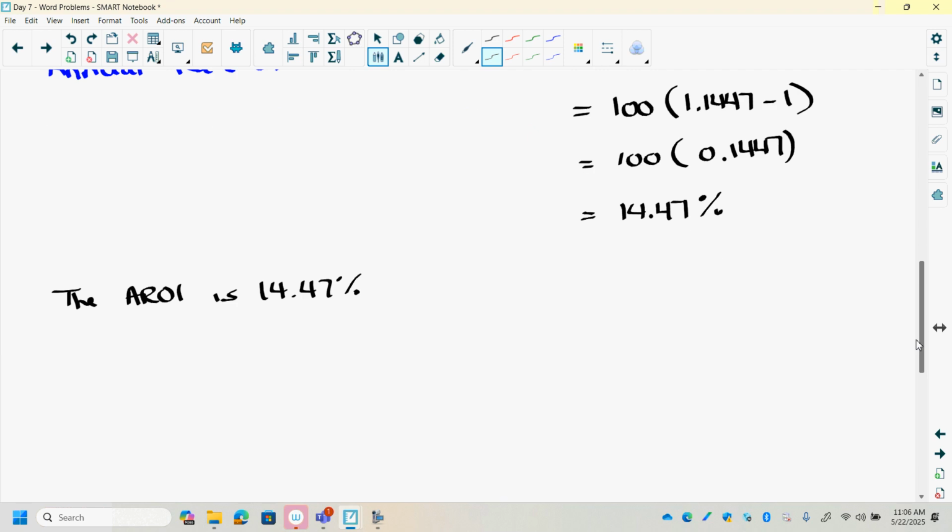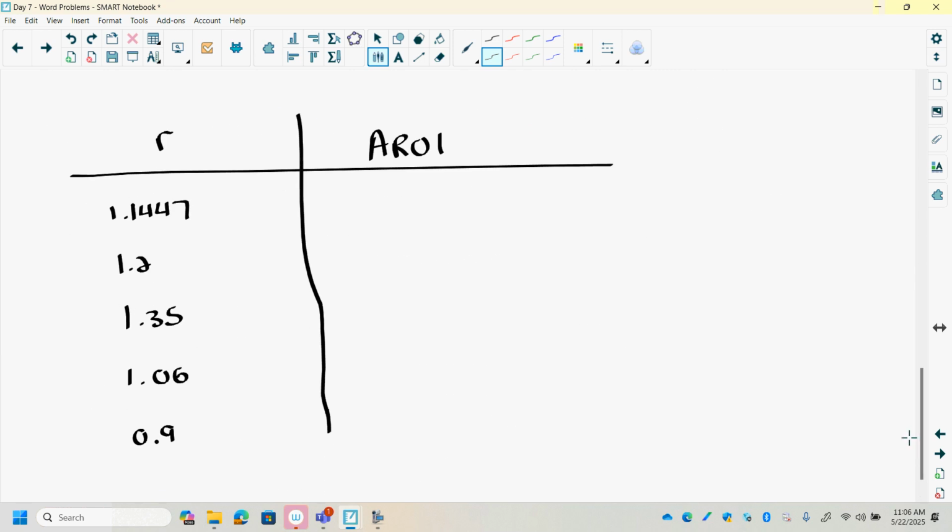Little chart here. When R is equal, when the common ratio is equal to 1.1447, what was the annual rate of increase? 14.47%. What if the R value is 1.2? Anyone have an idea what the annual rate of increase would be? 20%. Good, Brody. 1.35, what are you going to get? 35%. Cool. You can see the pattern, right?